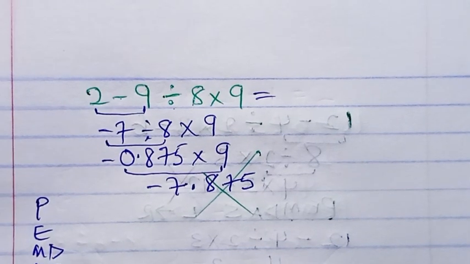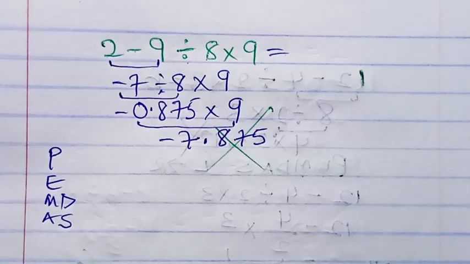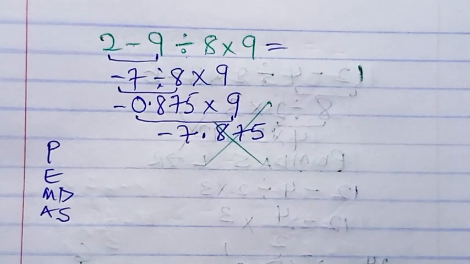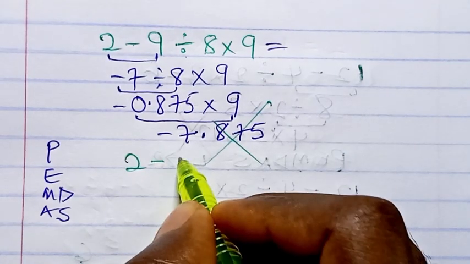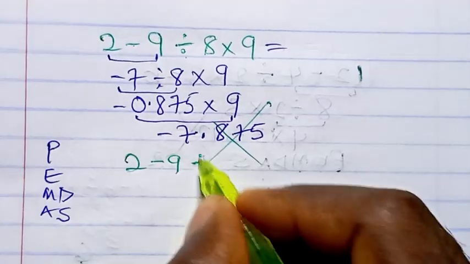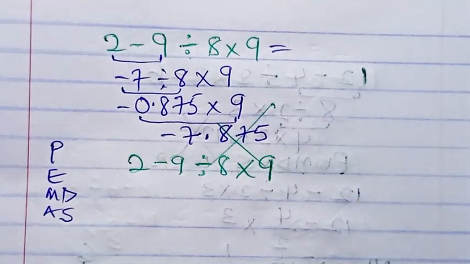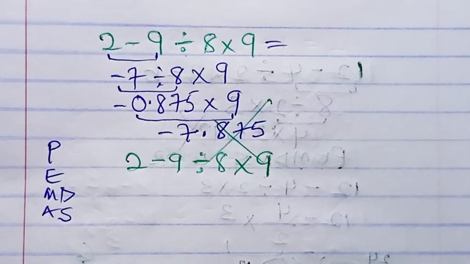okay, so we are solving with these rules from left to right. So what we are going to do is to follow the order of operation. 2 minus 9 divided by 8 times 9. Alright, so now what is the correct way of solving this?